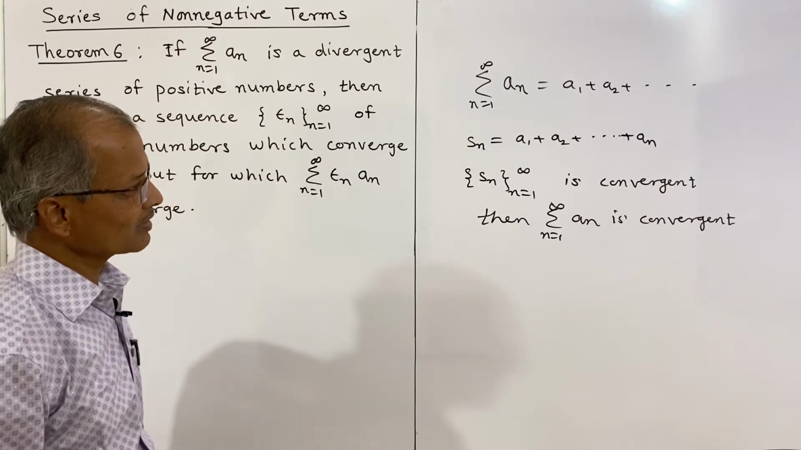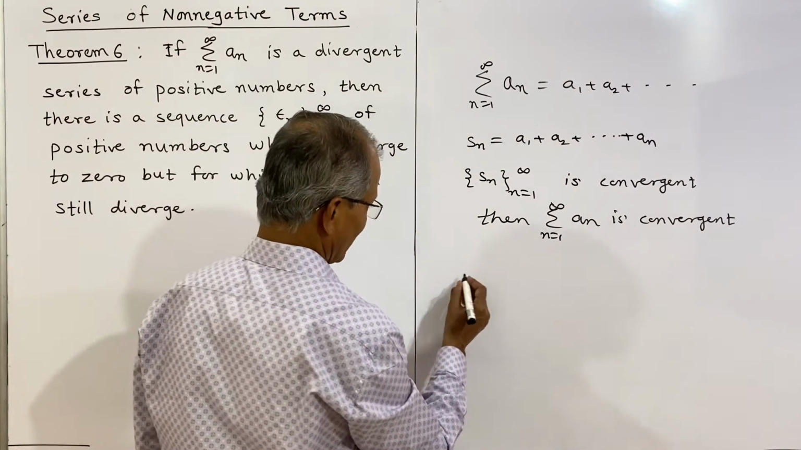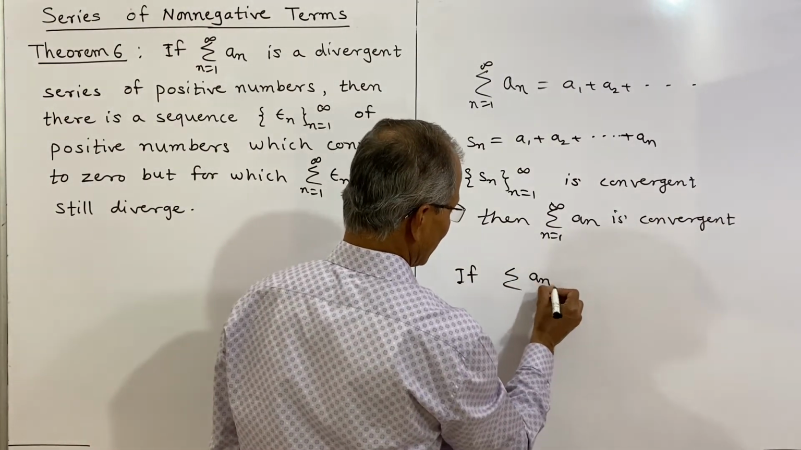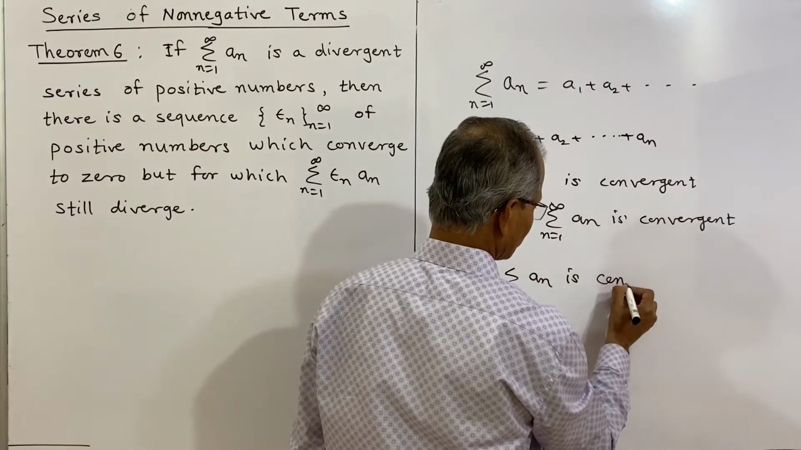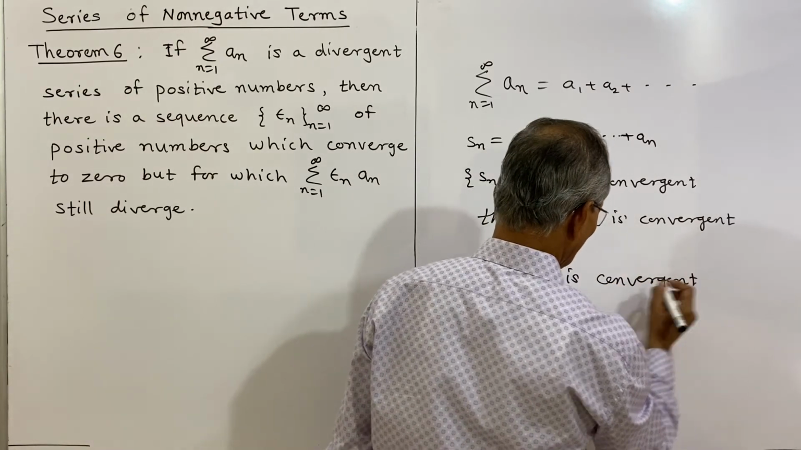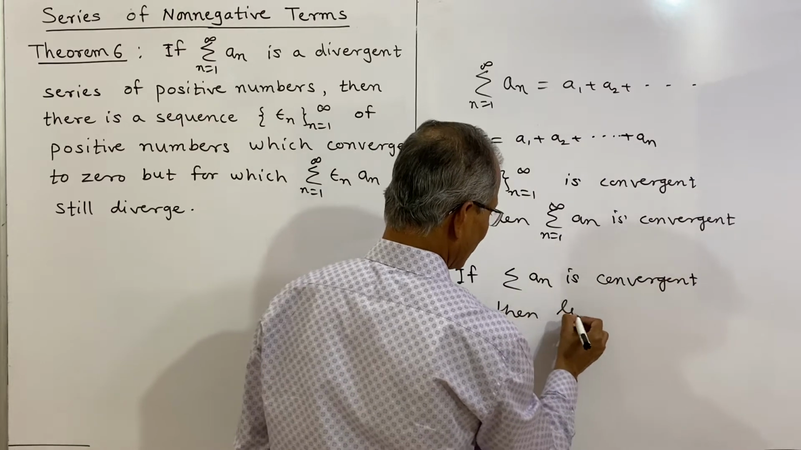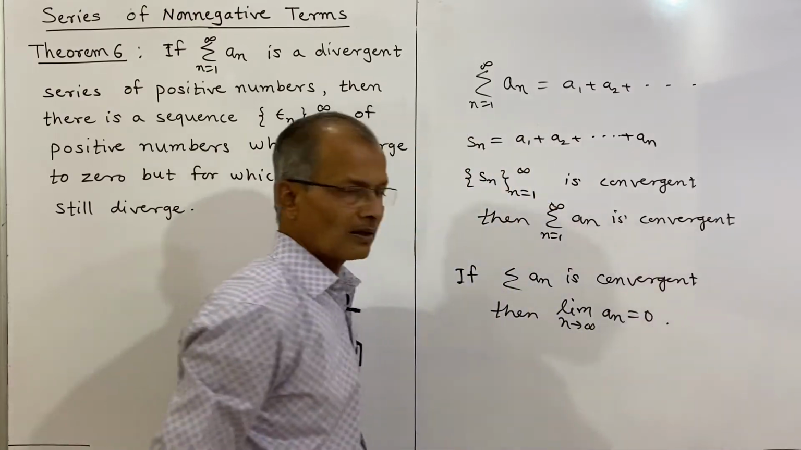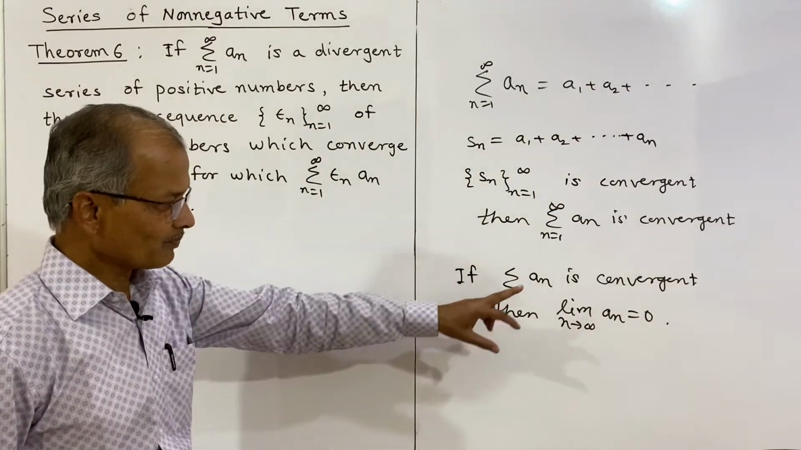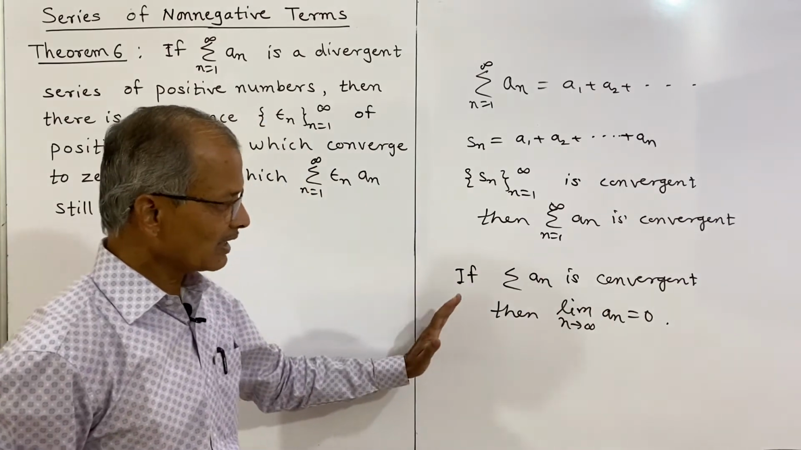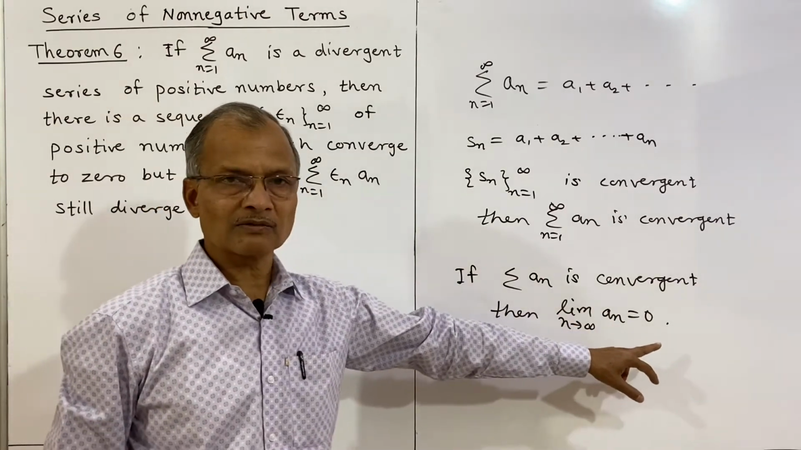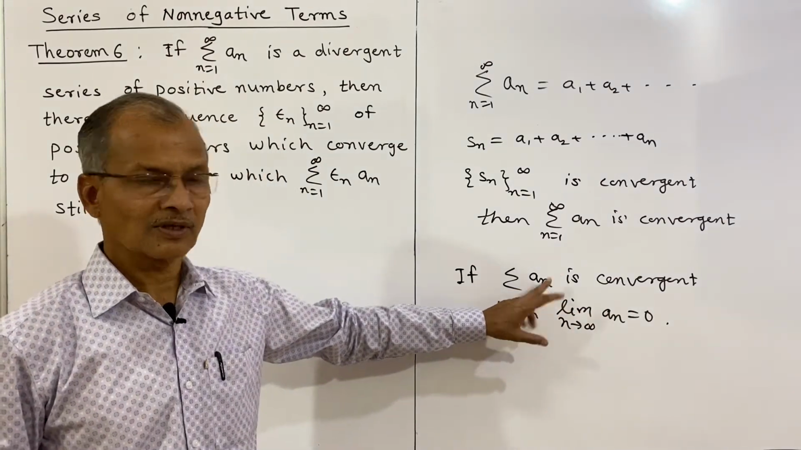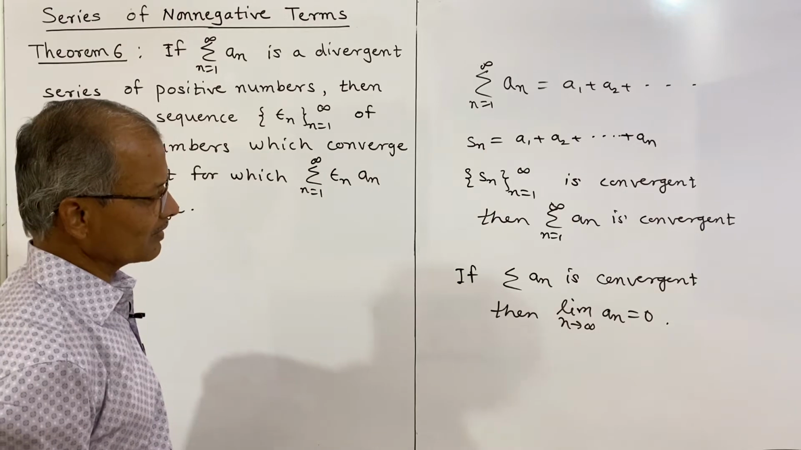And next we have seen a result: if the series sigma an is convergent, then the limit of its nth term an is 0. So this is the result we have seen, and the equivalent statement for this is: if the limit of an is not equal to 0 as n tends to infinity, then the series is divergent. So that is a result we have seen earlier.